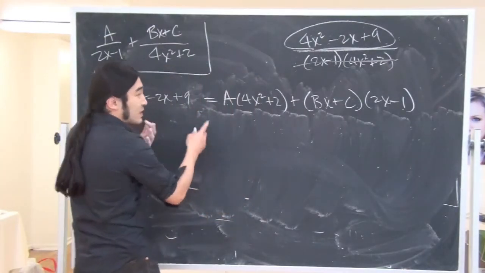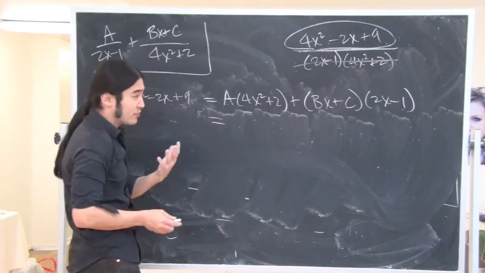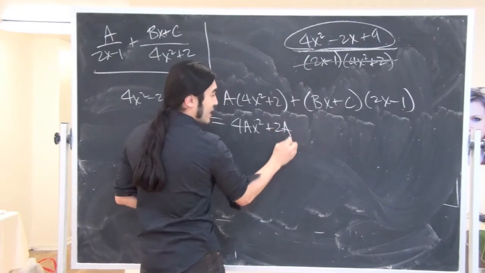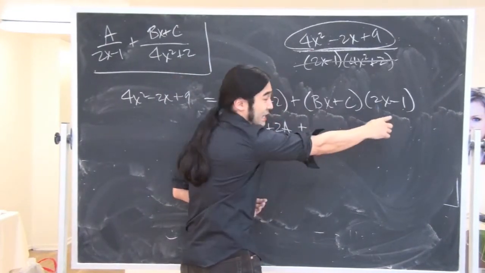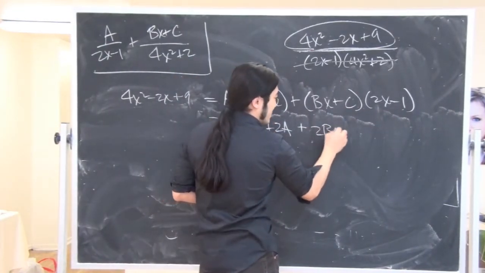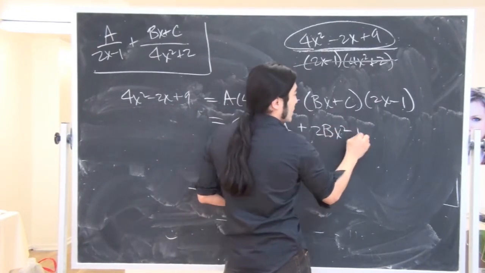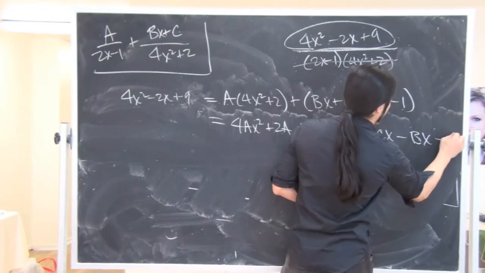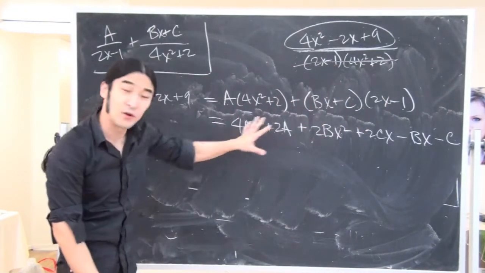So let's write this out. First, let's multiply this out the brute force way. So this is 4ax squared plus 2a plus, and let's FOIL this guy out. If we FOIL them out term by term, it's 2bx squared plus 2cx minus bx minus c. Okay, nothing big, just FOILing that out.